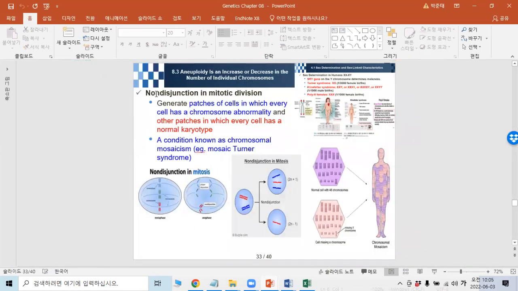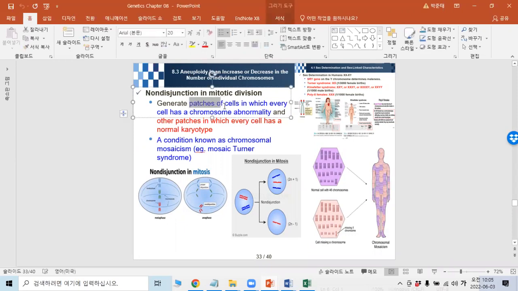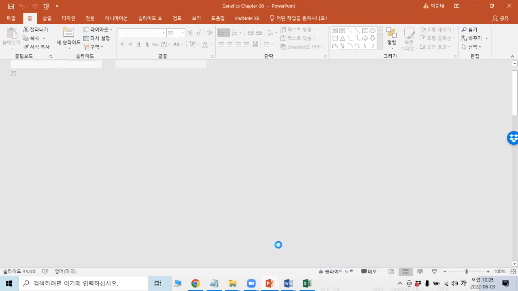Non-disjunction also happens in mitotic division, so it will make this kind of patch. Some of the cells have aneuploidy, and some of the cells do not. So non-disjunction in mitotic division generates patches of cells in which every cell has a chromosome abnormality, while in other patches every cell has a normal karyotype, like this.